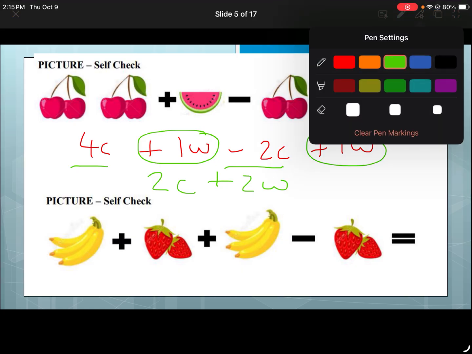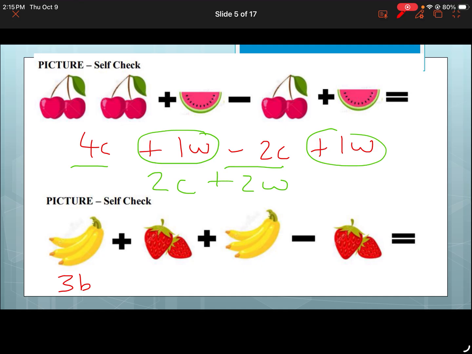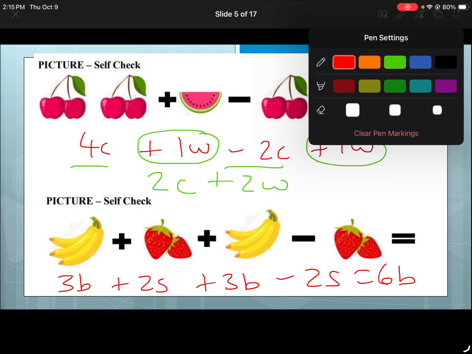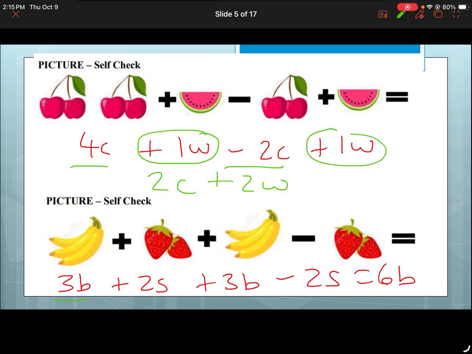If we talked about the one underneath it, it's 3 bananas plus 2 strawberries. That is an S, not a 5. Plus 3 bananas. Take away 2 strawberries. Hopefully you agree that actually that is the same as me just saying 6 bananas and then no strawberries. Now you could put 0S, but then you might as well put 0A, 0B, 0C, 0D. There's no point putting 0 in front of a number that's not existing, right? So just to be clear, that is 3 bananas and 3 bananas, and then 2 strawberries and minus 2 strawberries.